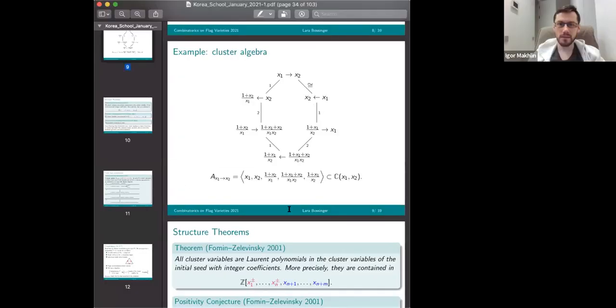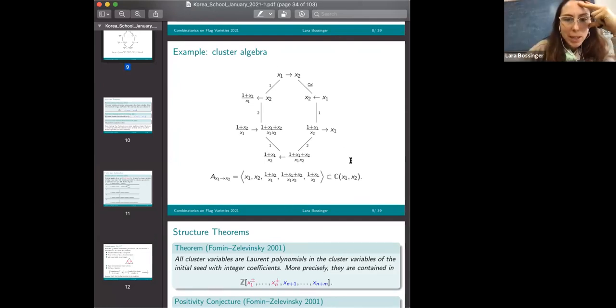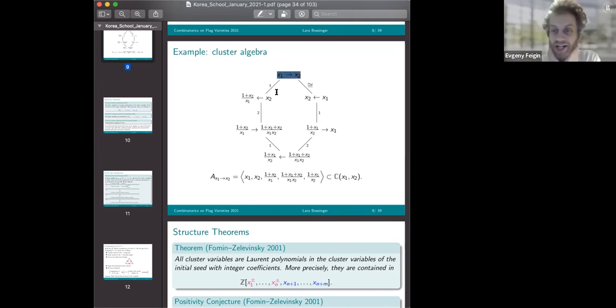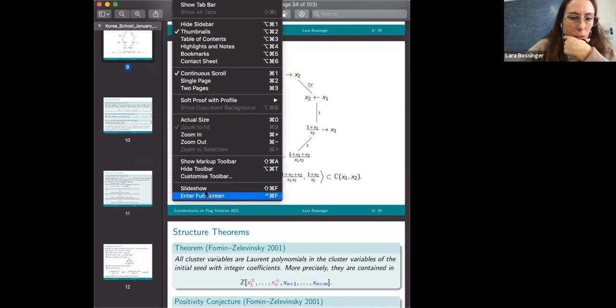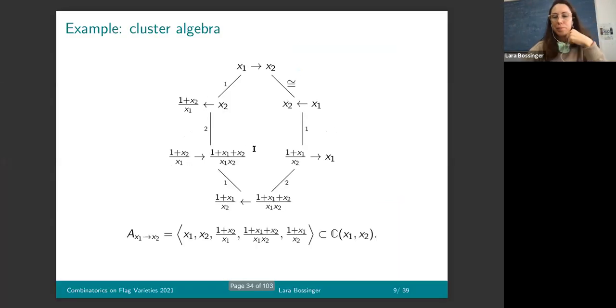Okay, great. So this is a baby example of a cluster algebra as it is constructed recursively by this mutation procedure. Usually a seed is a collection of variables plus some combinatorial data, here in terms of a quiver, the A2 quiver. And all these arrows correspond to the mutation procedure. Is it possible to make it full screen? Sure. Here we go.